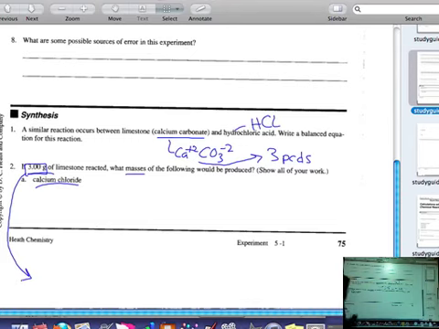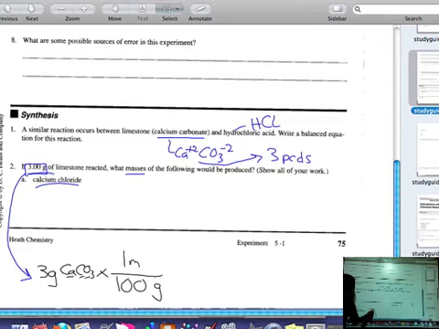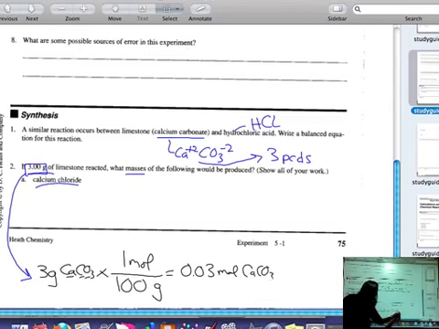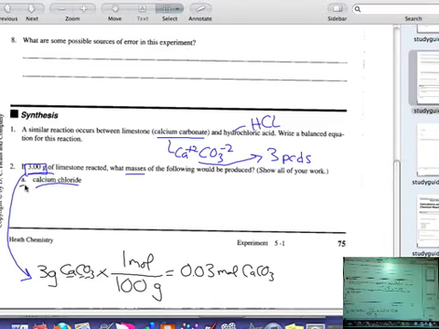So what I'm going to do is first convert 3 grams, down here, in a different color too. We're going to convert 3 grams of limestone, which is calcium carbonate, to moles. Again, it's the same thing we've been doing quite a bit. Calcium carbonate happens to weigh 100, which is calcium plus carbon plus 3 oxygens, in 1 mole. We get 0.03 moles of calcium carbonate. So with that number, we can solve A, B, and C.